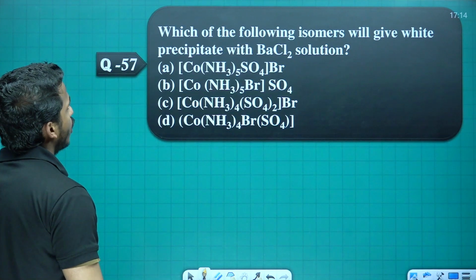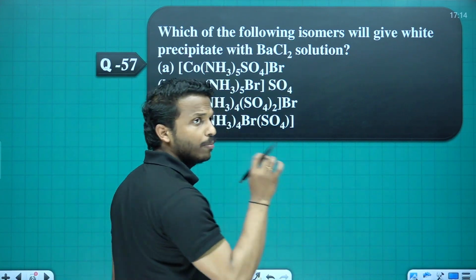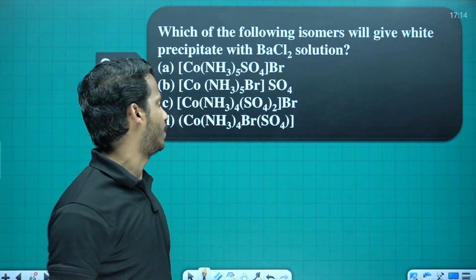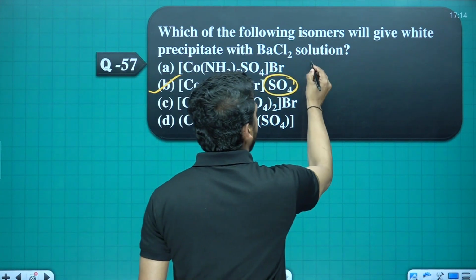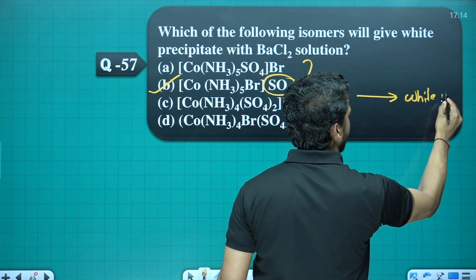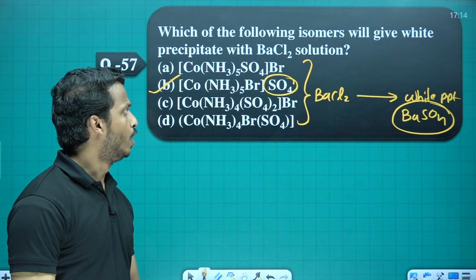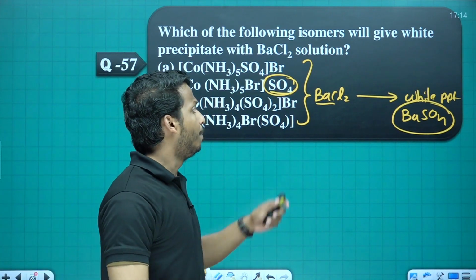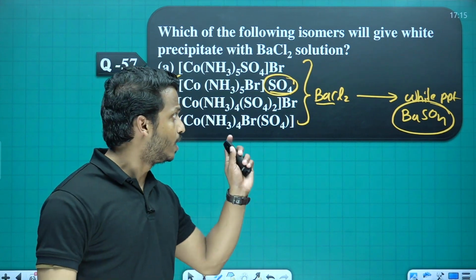Okay, next one. Which of the following isomers will give a white precipitate with barium chloride? If you are treating with barium chloride and it forms a white precipitate, it means barium sulfate is the precipitate. So where is the sulfate outside? Here. So the answer is B. If a compound, when treated with barium chloride, gives a white precipitate, the white precipitate is nothing but barium sulfate. Here bromine is present, which does not give a white precipitate.